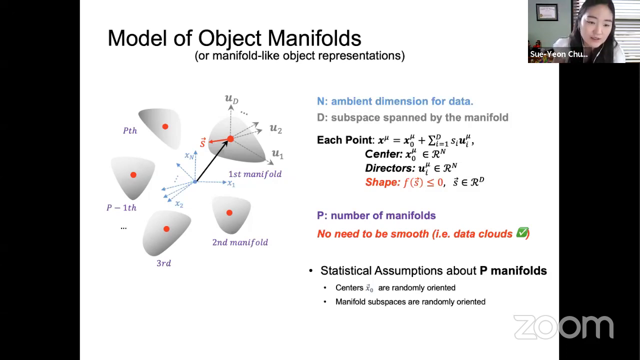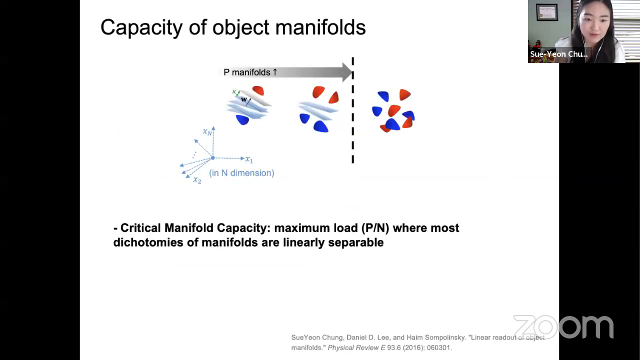And in order to characterize the capacity, we make statistical assumptions about these manifolds, namely that the centers of these object manifolds are randomly oriented, and the subspaces of the object manifolds are also random. And that's the initial set of results on the capacity. Although later on, we also take the correlations between these manifolds into account to apply to real data. So I'll talk about that briefly.